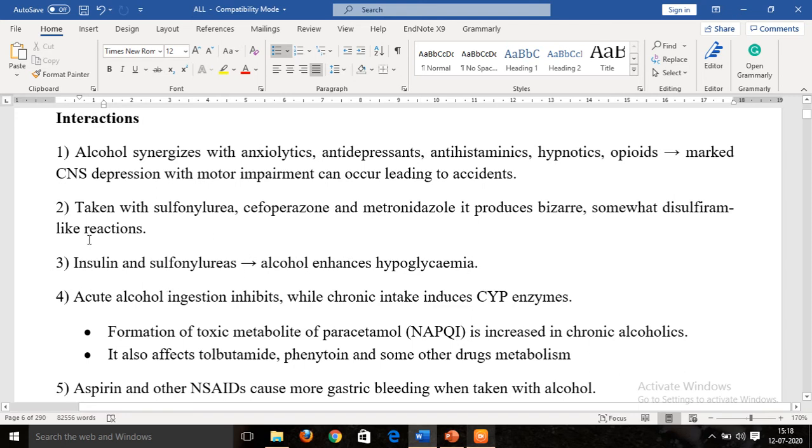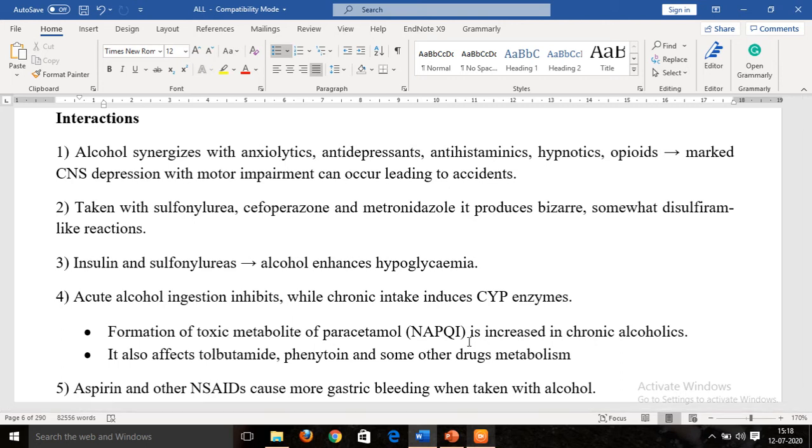And these drugs also have a hypoglycemic effect. So when both are given together, enhanced hypoglycemia is produced. Then the next interaction is in the case of metabolism or the metabolizing enzymes.